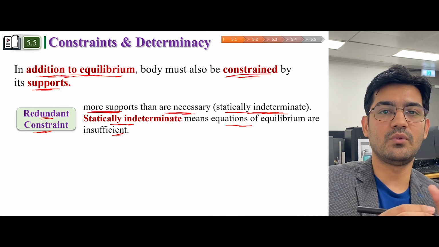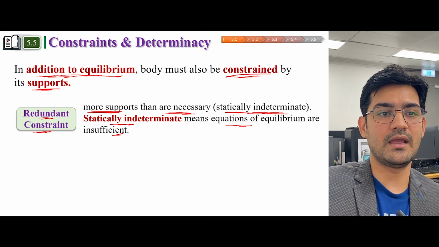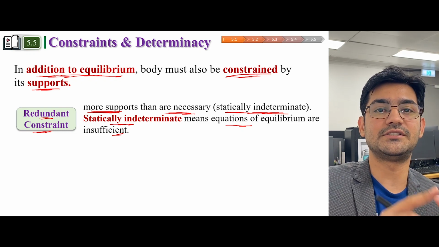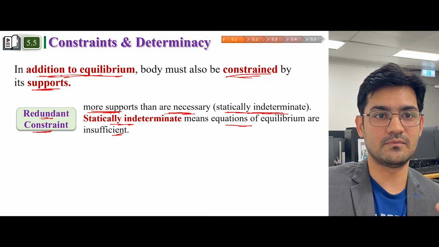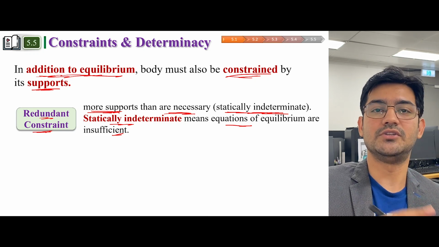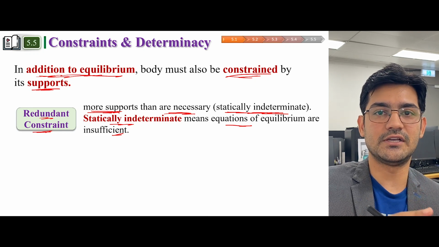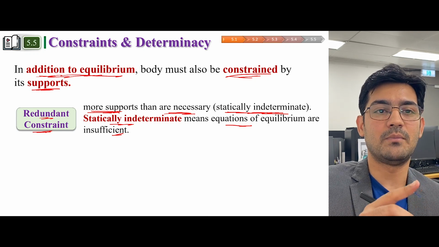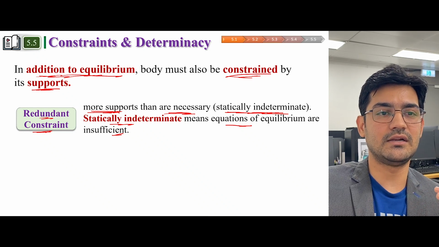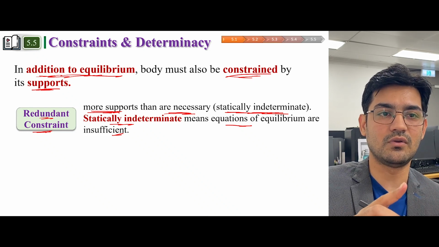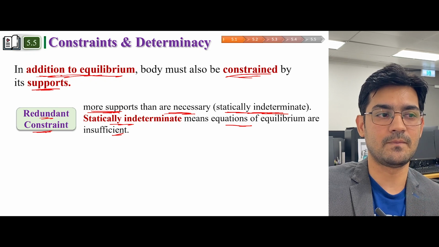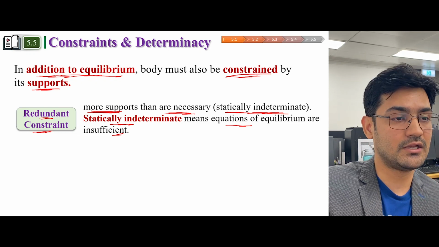Now, whatever we were doing before, we were applying the equations of equilibrium on a statically determinate system. So what does that mean? It means that you can use equations of equilibrium and then you can solve the forces, and you can calculate the reactions. But if the system is statically indeterminate, then you cannot use the equations of equilibrium alone to solve the system. You also need some additional steps.